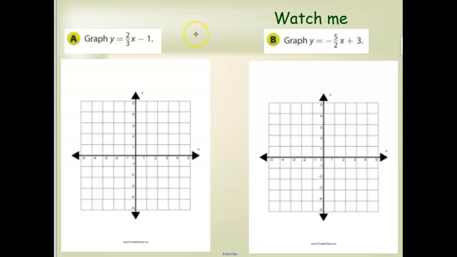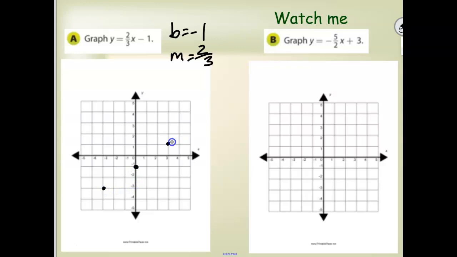Alrighty. So watch me try a few more. Again, I'm going to start with my y-intercept. My b in this case is -1, so I'm going to start by putting a dot at -1. Then I use my slope, my m, which in this case is 2/3. That's my rise, that's my run. So I'm going to go up 2 and over 3. Up 2 over 3.